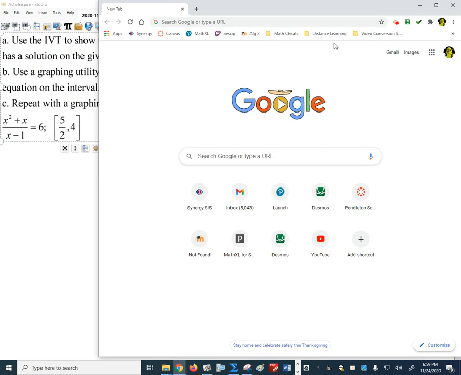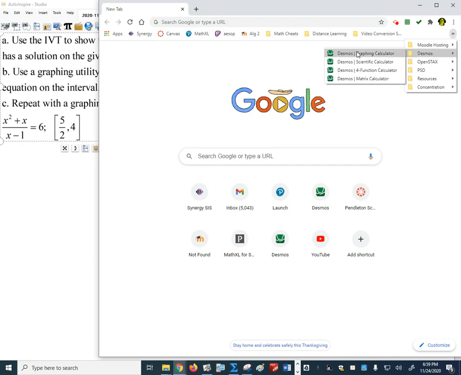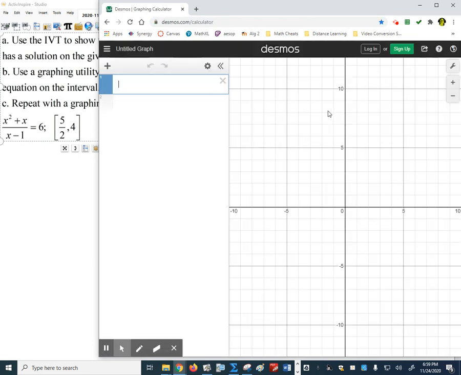Okay, so if I go into Desmos Graphing, let's enter our function.